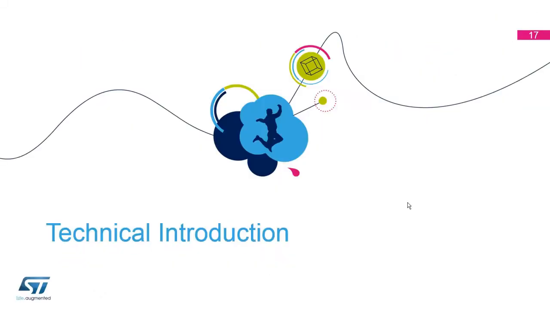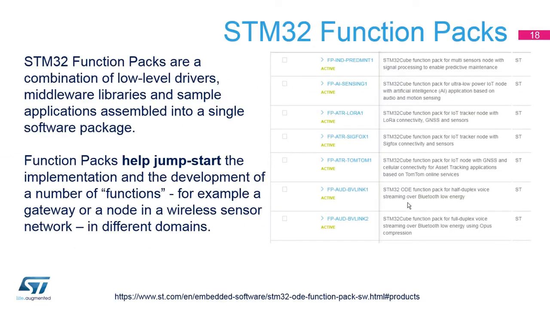Okay, so that was a quick introduction to position the Cube.AI, and now I will let Guillaume go a little bit more in depth in terms of technical details. So today we're going to talk about a function pack for AI called FP-AI-SENSING1. There are several function packs available here at ST to get you started building applications. It could be an IoT cloud function pack, one for predictive maintenance, or for LoRa. But we'll be focusing on today's function pack, FP-AI-SENSING1.